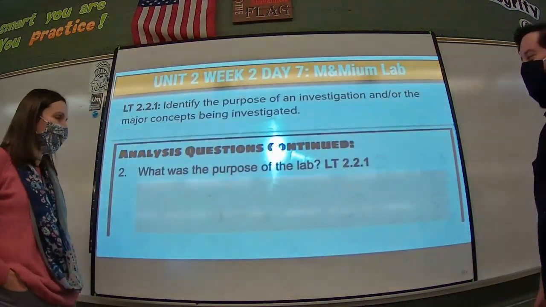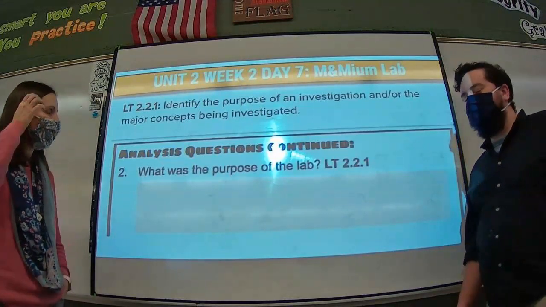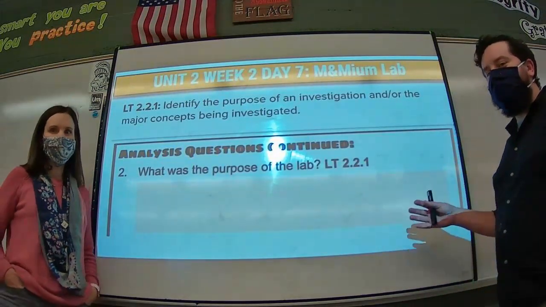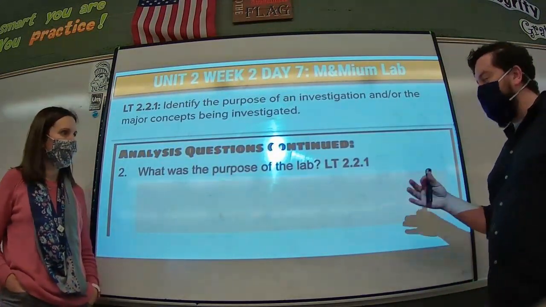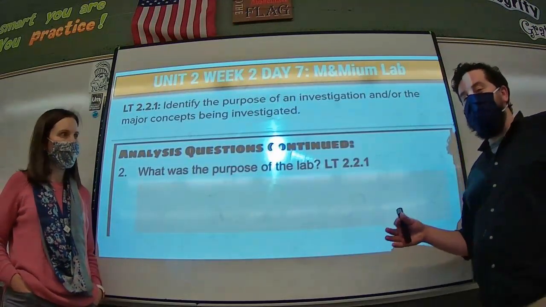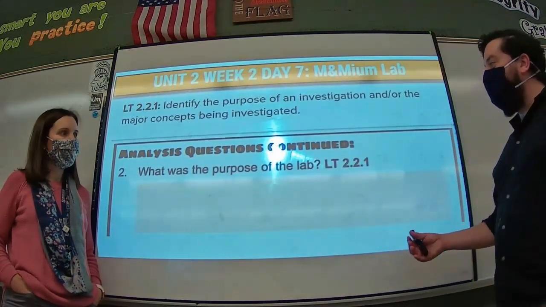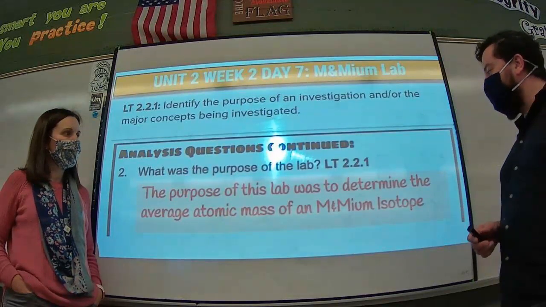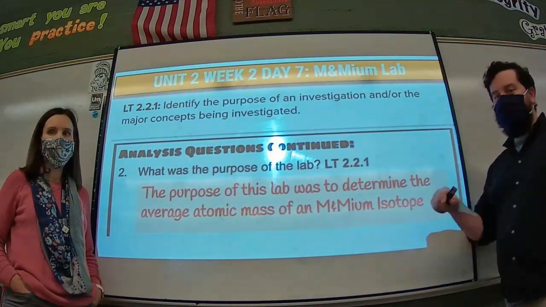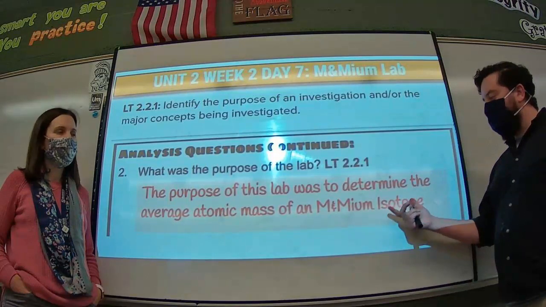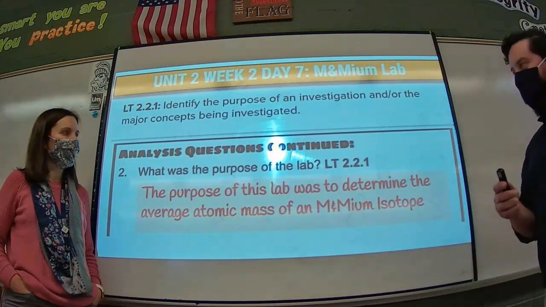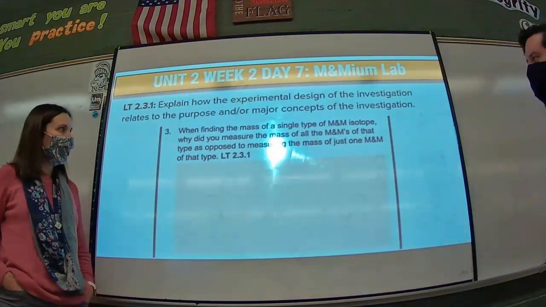All right, guys, we want to figure out what the purpose of this lab is, so we need to think back to that intro, the investigation, and what we did. So we measured mass, and we calculated the percent abundance, and all of that was to find the average atomic mass of M&Mium, our made-up element, right? Those isotopes of M&Mium. To find that average atomic mass.